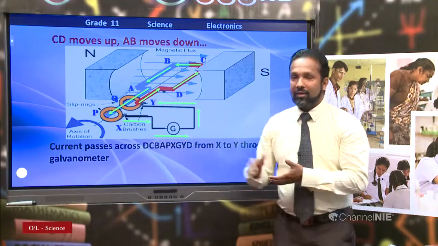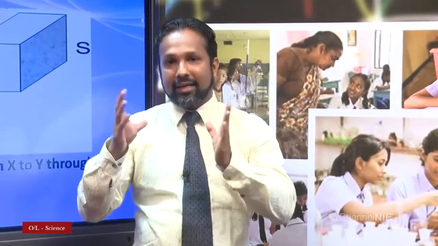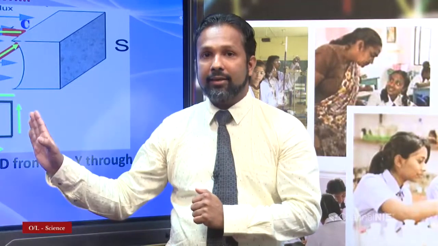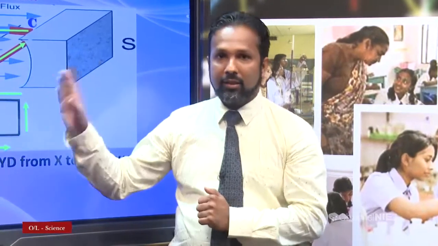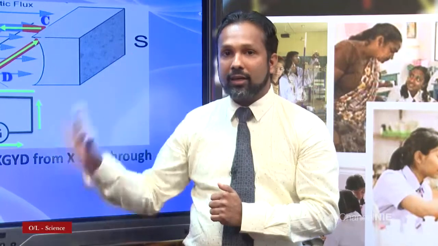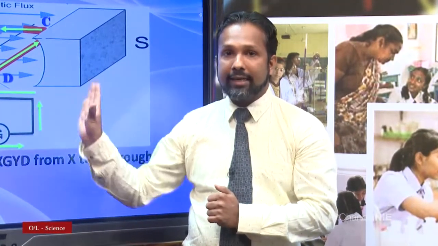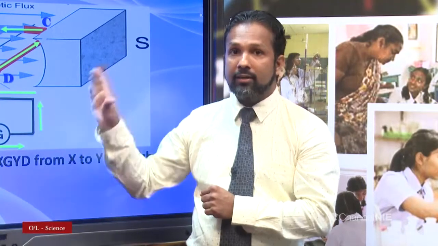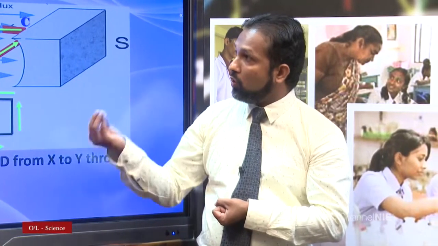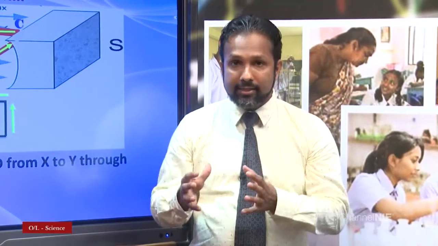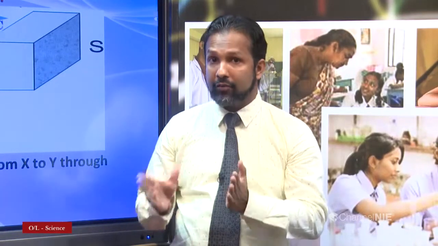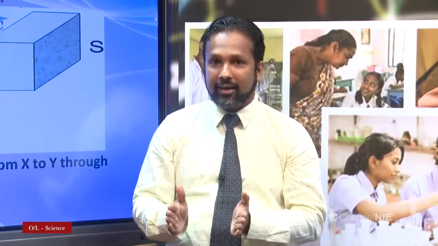So what does that mean? If the galvanometer indicator deflects to either side, that means an alternating current is passing through the galvanometer, because the deflection to either side represents that the direction of the current is changing alternately. That is an alternating current. So you can understand the AC generator or alternating current dynamo is a setup used to produce alternating current. That is why we call it an alternating current dynamo.